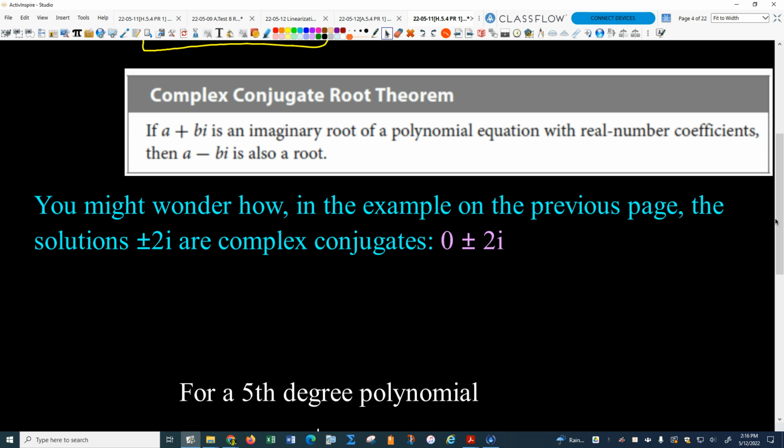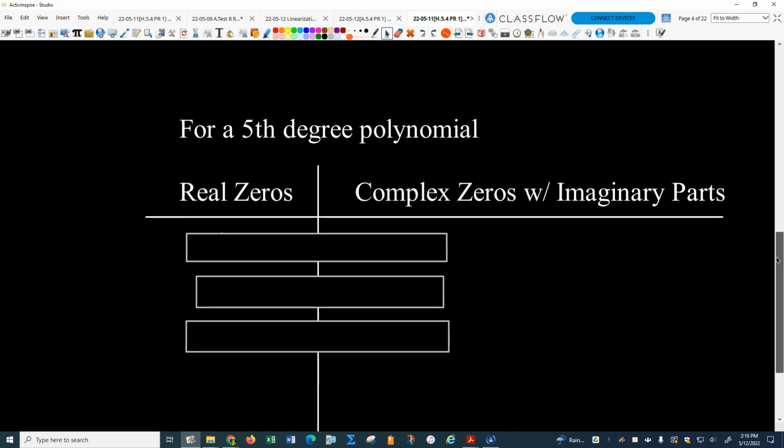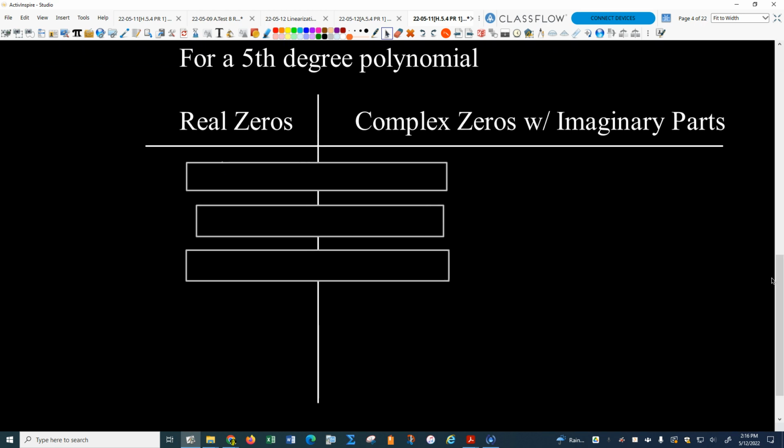Couldn't I write plus or minus 2i as 0 plus or minus 2i? So the real part is 0, and the imaginary parts are just plus 2 and minus 2, right? Everybody see that? So they are complex conjugates. They have to be. So I would like you to tell me then, for a 5th degree polynomial, if the degree of the polynomial is 5, how many complex solutions are we guaranteed to get?